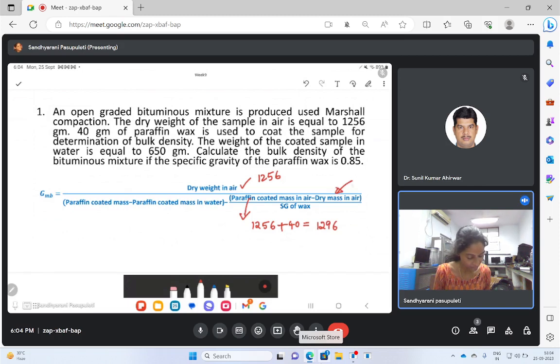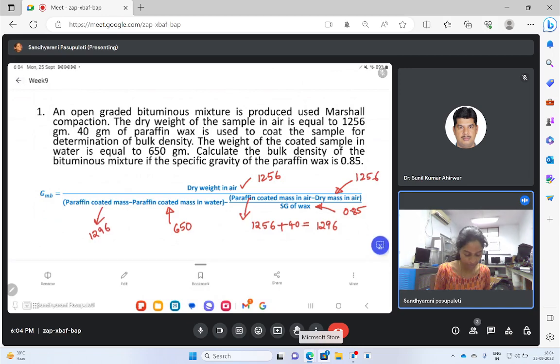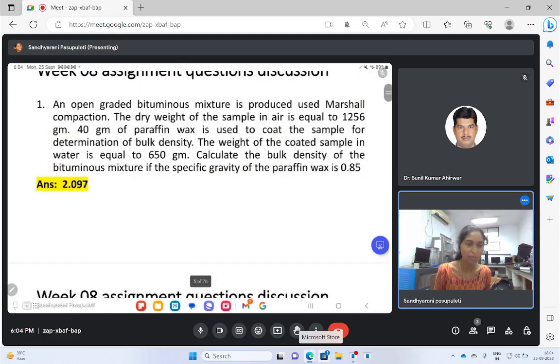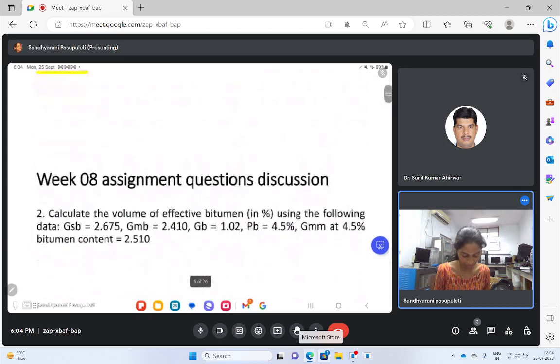This is the dry mass in air, which is 1256. Specific gravity is given, 0.85, and the wax coated mass in water is given as 650. This is again 1256, and the paraffin coated mass is again 1296. So if we substitute these values, we will get the specific gravity as 2.097.